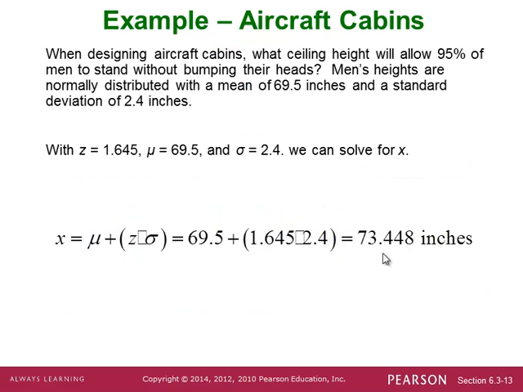Okay? That's how you do the reverse lookup. That's how you find an x value from a given probability, or a given area under the curve, or a given fraction of the population. That's how you work backwards. You find the z-score, multiply it by the standard deviation, and then add the mean.